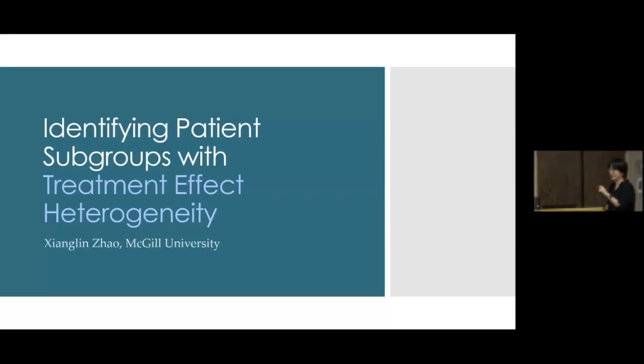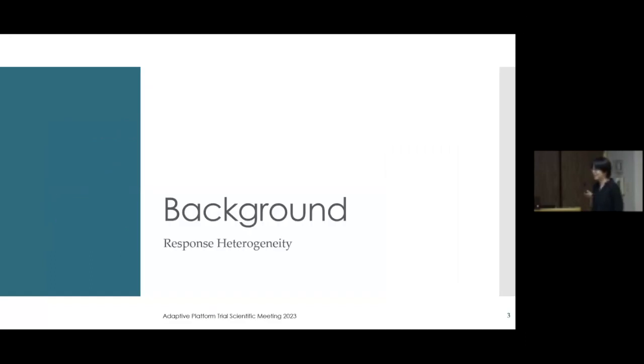I'm Xianglin Zhao from McGill University, and I'm supervised by Dr. Xianglin, and I will use a Bayesian model averaging method to identify patient subgroups with treatment effect heterogeneity. First, I will use some examples to introduce the background of this project.